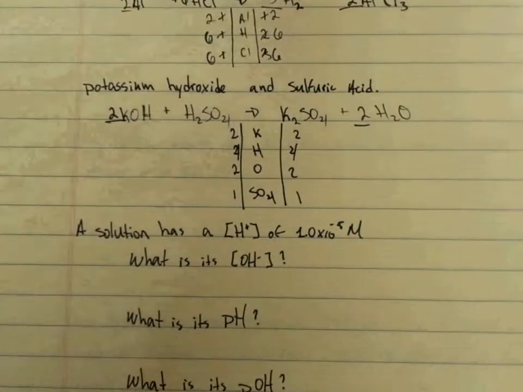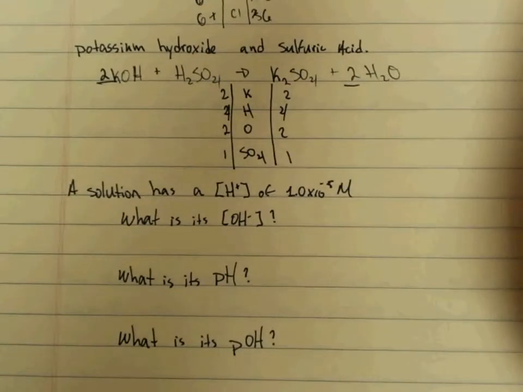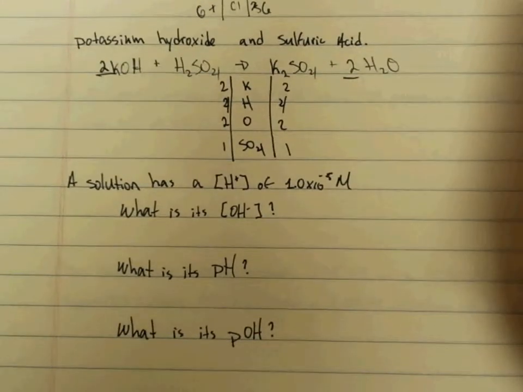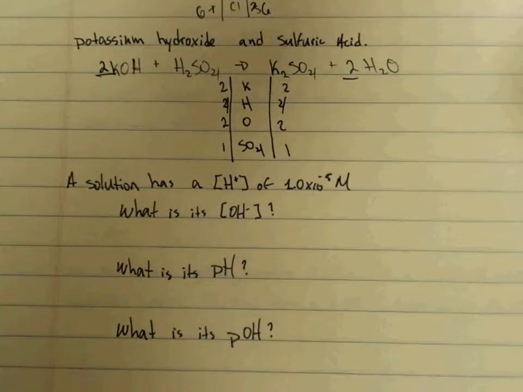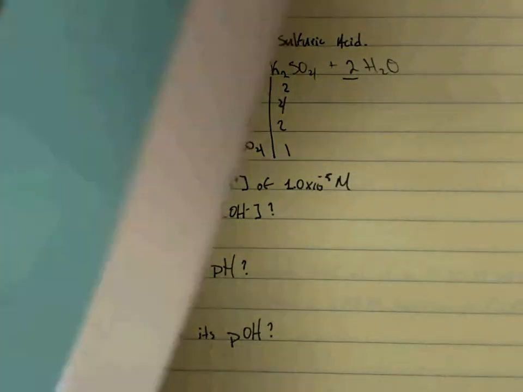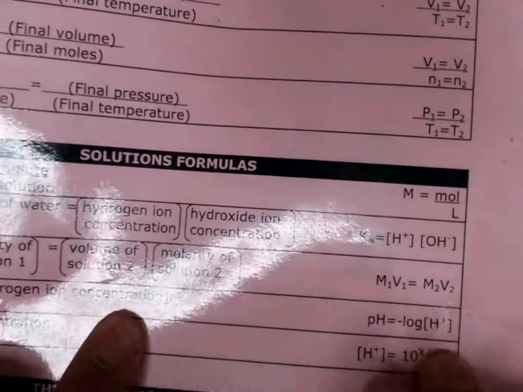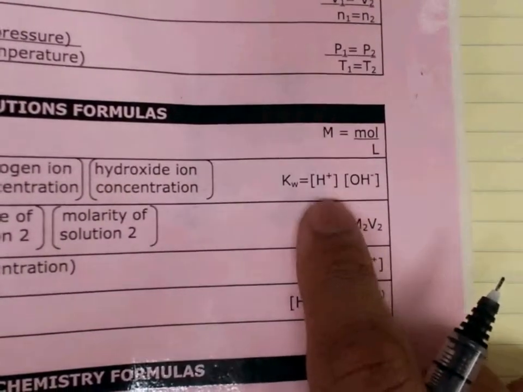Alright, the next one is a solution has a hydrogen ion concentration of 1 times 10 to the negative 5 molar. It's asking me what is its OH concentration. It's asking me what is the pH, and it's asking me what the pOH is. So I'm going to skip the first one just because I am going to skip it. So I know that to find the pH, I can use my periodic table, and the table gives me an equation, and my equation is right here. Okay. I can actually just not skip the first one, and the equation is right there because I have H and it wants me to find OH.